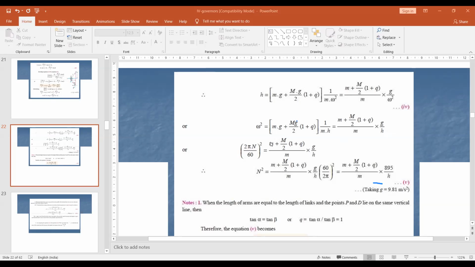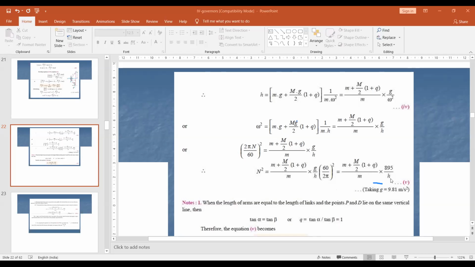Here we substitute the value of omega. Omega is also written as 2 pi n by 60. Substituting in this equation, (2 pi n by 60) square equals (small m plus capital M by 2 into 1 plus q) by small m into g by h. Then n square, which is the value we require, equals (small m plus capital M by 2 into 1 plus q) by m into g by h into 60 square by 2 pi square. Multiplying the numeric terms, we get (small m plus capital M by 2 into 1 plus q) by small m into 895 by h.